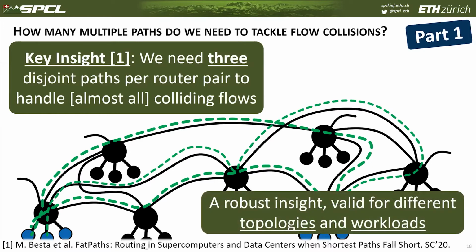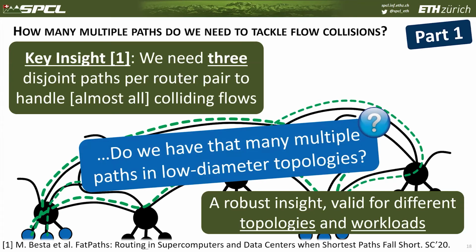We need exactly 3 disjoint paths per router pair to handle almost all, namely more than 99%, of colliding flows for a large number of traffic patterns. It's a very robust insight. It's really valid for different topologies as well. So we can also use this insight for things like Expander, Dragonfly, and so on.